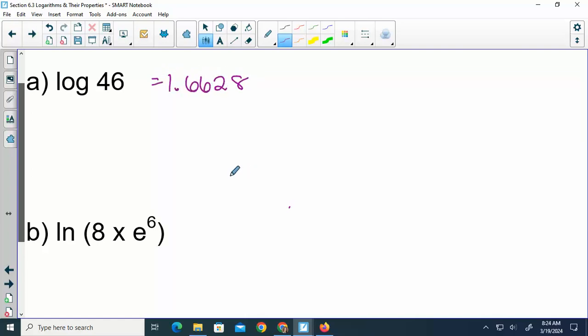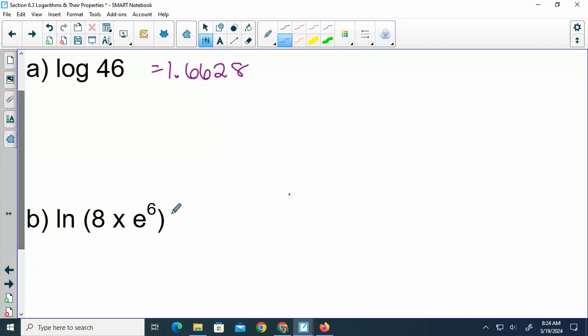1.662, straight from a calculator. The ln, a lot of times when we have that, it has an e with it. So if you do the ln button, it opens a parenthesis, 8 times. And to get the e, if you do second ln, it does your e for you. And you do your e to the 6th. Is that x a multiply? Yes. Okay. A lot of times we see those in scientific notation, so you'll see the x typed out as a multiplication sign.